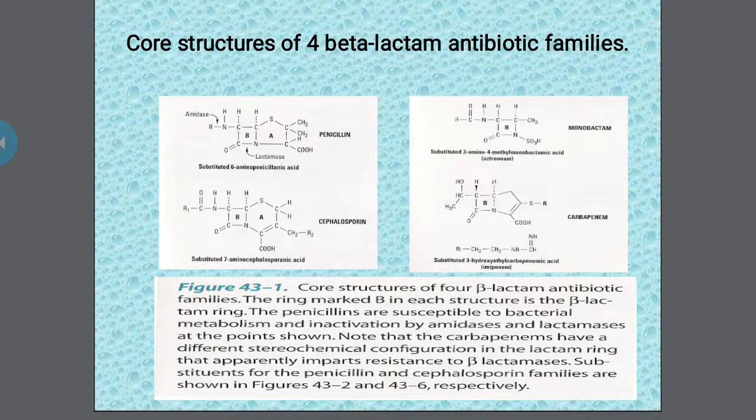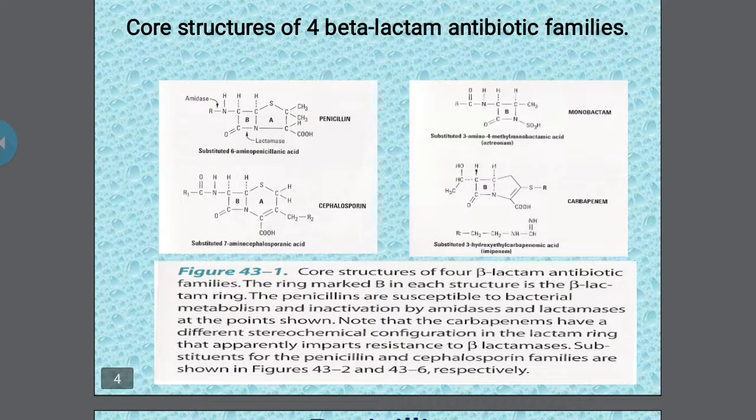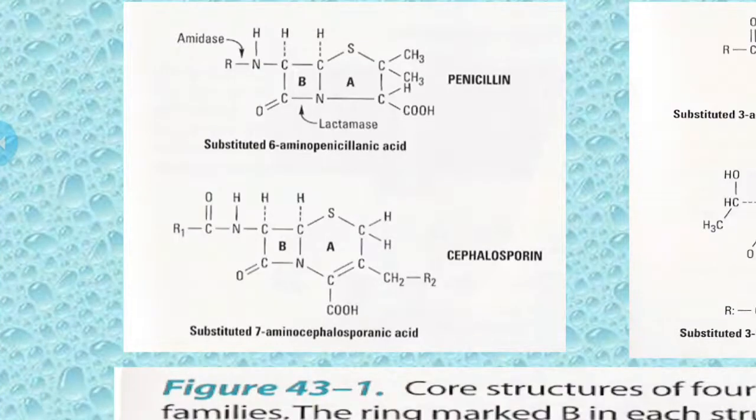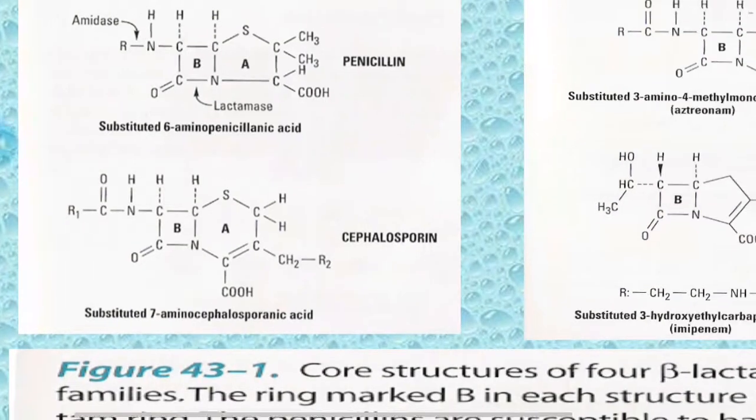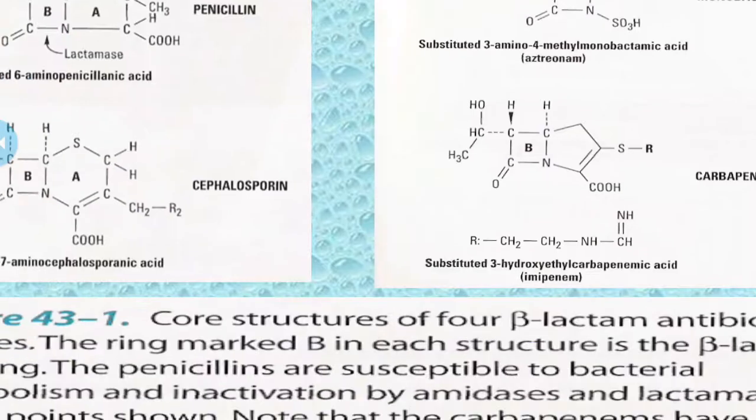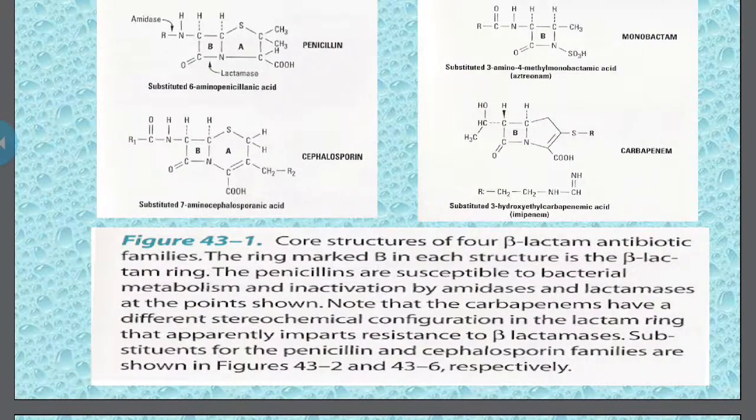And this is the core structure of the 4 beta-lactam antibiotic families. So here you see, this is the penicillin, this is the A ring and B ring. B ring stands for the beta-lactam and A ring is the thiazolidine ring. Cephalosporin also has this ring. Monobactam has only the B ring. There is no A ring in monobactam. Carbapenem also has the beta-lactam ring.